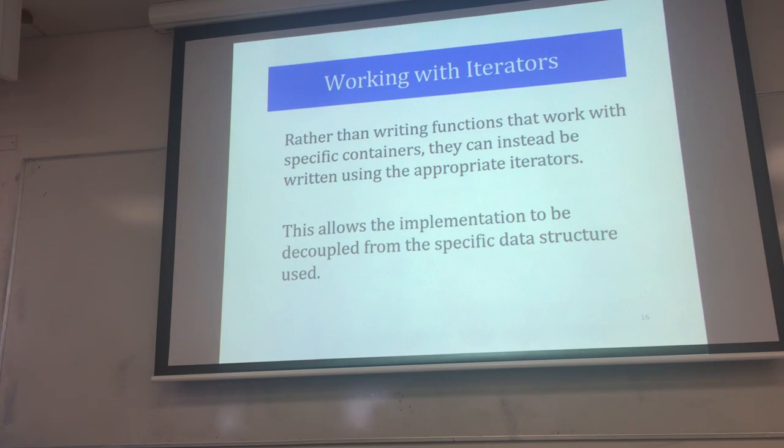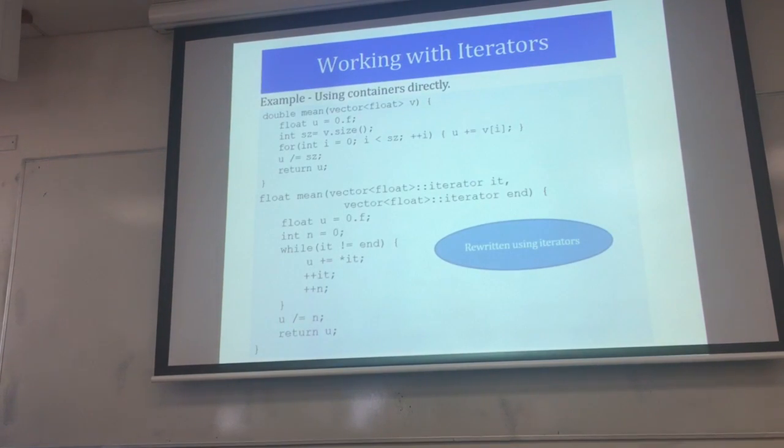Working with iterators makes your code general and easy to use for different types. So we decouple the specific data structure used from the task at hand. And we have an example, and we go from the most specific to the general thing: to compute the mean value of a set of data.